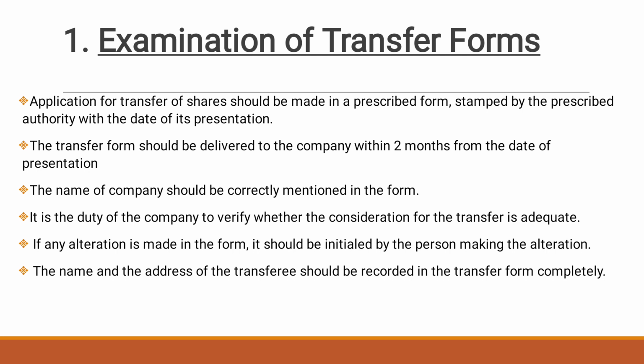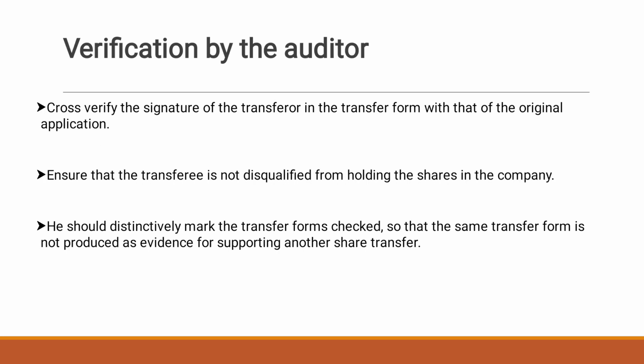If any alteration is made in the form, it should be initialed by the person making the alterations. The name and the address of the transferee should be recorded in the transfer form completely. And what is the verification by the auditor?